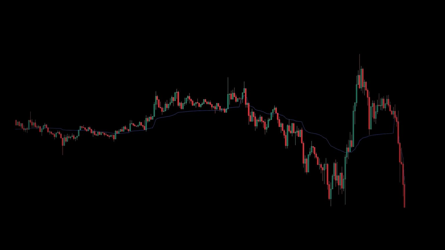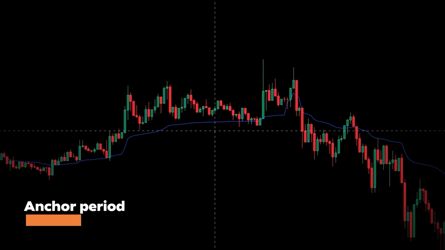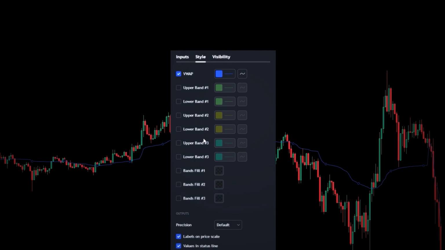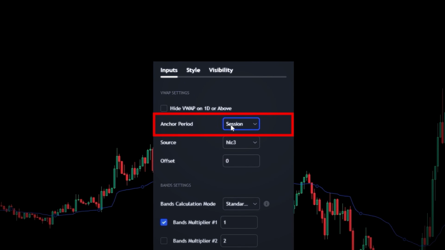While you might think you've already mastered the VWAP concept, there's actually another really important element that you should be aware of. This is the anchor period. You'll find this in the settings for VWAP. Just open up the VWAP by double-clicking on the line. Here at the top, there's an option called Anchor Period.